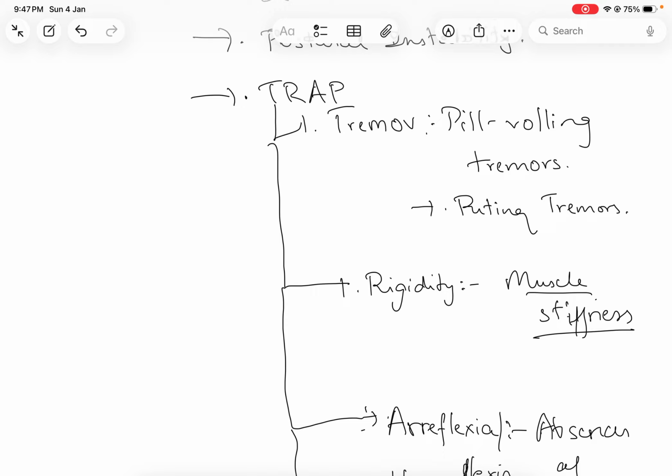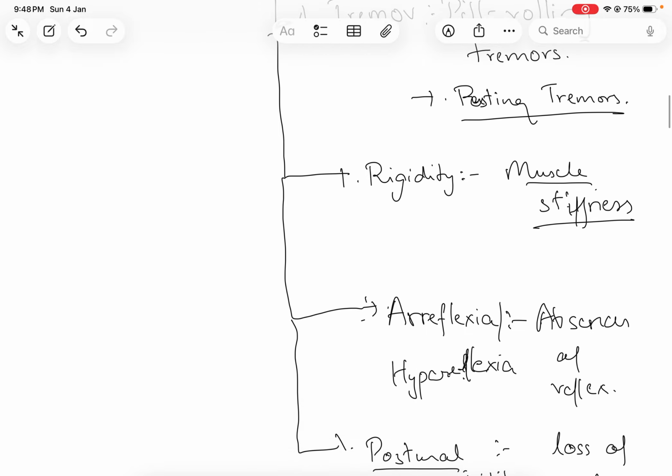The first one is tremor. We usually see patients with Parkinson's suffering from tremors, where there is shaking of the palms. This is called pill-rolling tremor, or resting tremor. And the second one is rigidity.